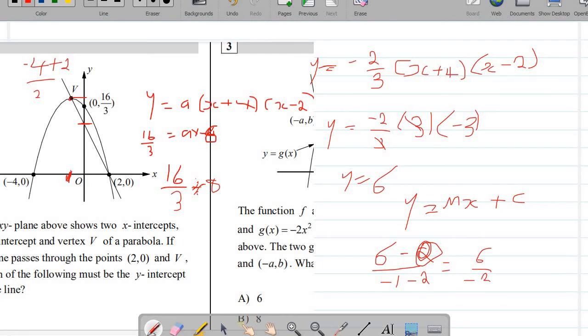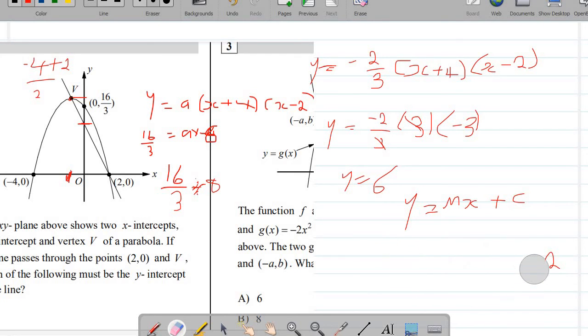So your slope there is actually minus 2. Okay, so that's your slope. 6 here minus 0, and then x here, which is minus 1 and 2. So we have gotten the slope as minus 2. Now since we have gotten the slope, let us write the equation out well.